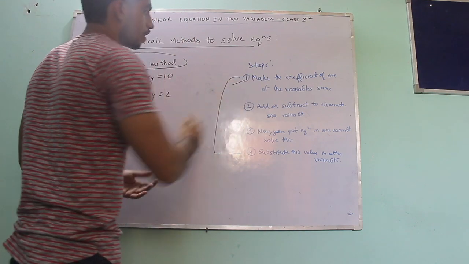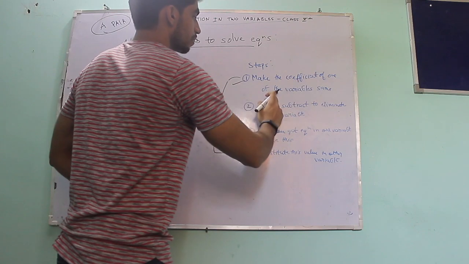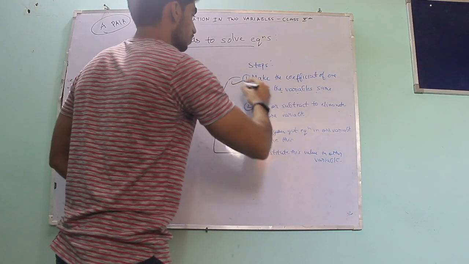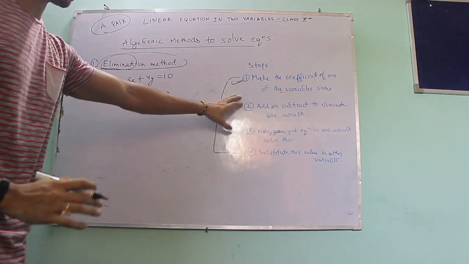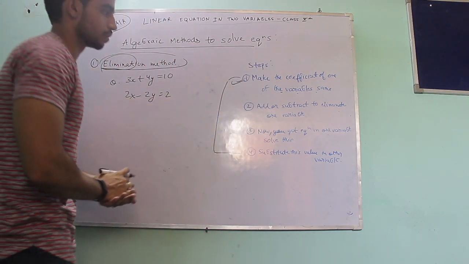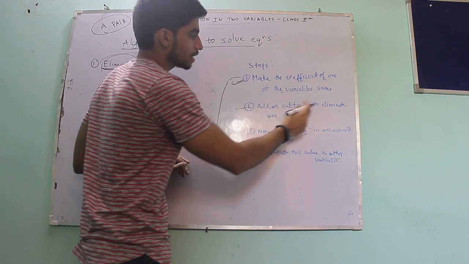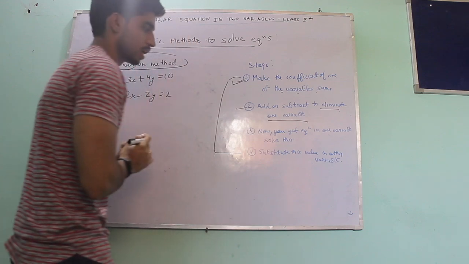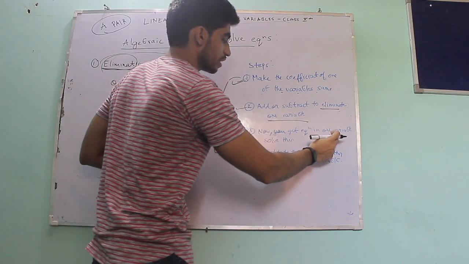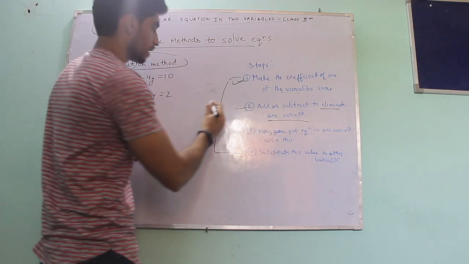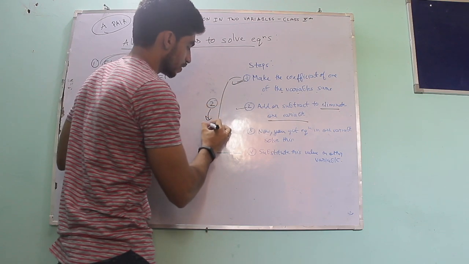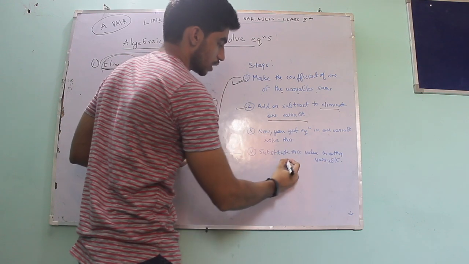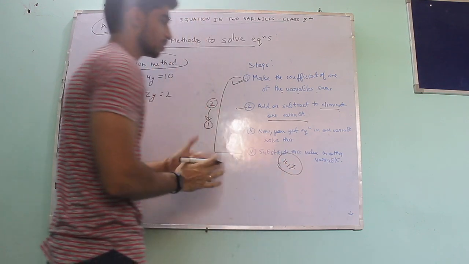First, what is the first step? The first step is to make the coefficient of one of the variables the same. Okay, that was our first step. We will apply this in this question, you will get to know it better. The second step is to add or subtract to eliminate one variable. Now you get an equation in one variable, solve this. Now we had two variables, we get one variable. In the third step, substitute this value in the other variable, so that we get both the values. Okay, these were our steps.